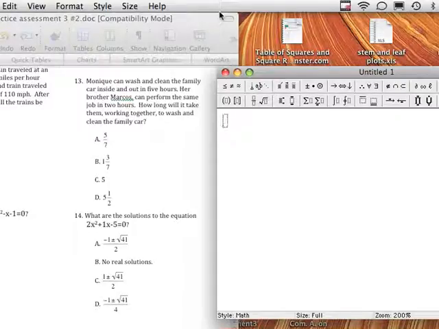Okay, students, for problem number 13, this is a work problem. It's a work problem because Monique's actually doing something and Marcos is doing something too. They usually express it in hours.